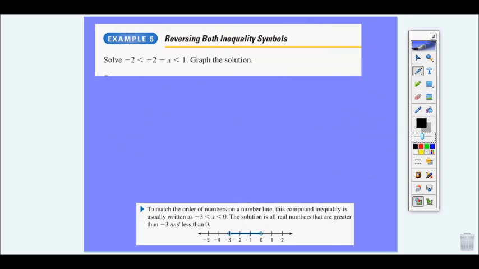Moving on to example 5, this time we're going to follow the same rules we have been. However, we're going to be dealing with some multiplying or dividing by negatives. So there's going to be some reversing of signs. So be careful with this. It gets a little bit more confusing. So first of all, same rules. Let's get our constant terms together. So if I want to get rid of a negative 2, I'm going to add 2 to each part.